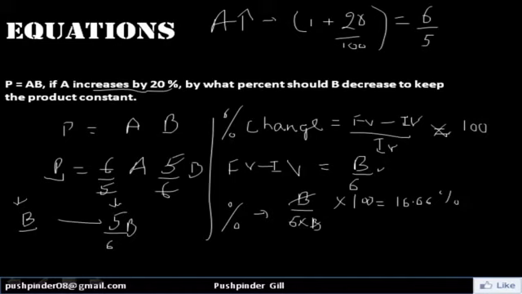Let me take a quick recap here. P is equal to A into B. If A increases by 20%, by what percent should B decrease to keep the product constant? So P is equal to A into B.